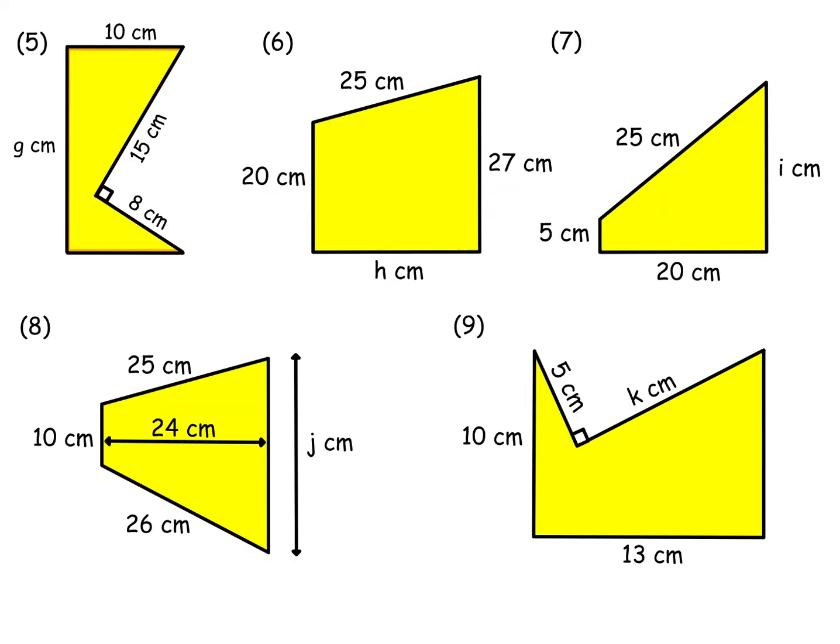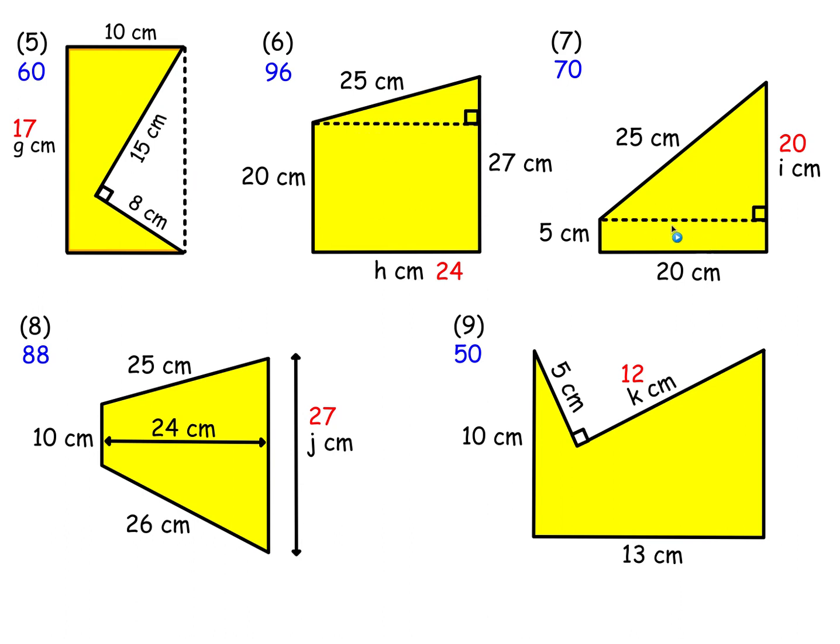These are the answers to the second part: missing edge 17, perimeter 60. There's the right angle triangle. There's the right angle triangle. There's the right angle triangle. There are right angle triangles. And there's a right angle triangle. So they all involve Pythagoras' theorem.